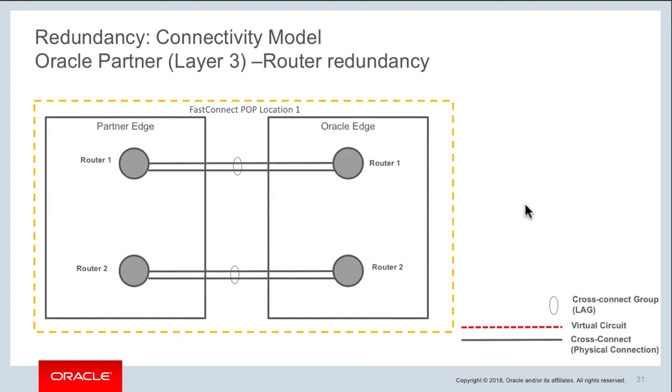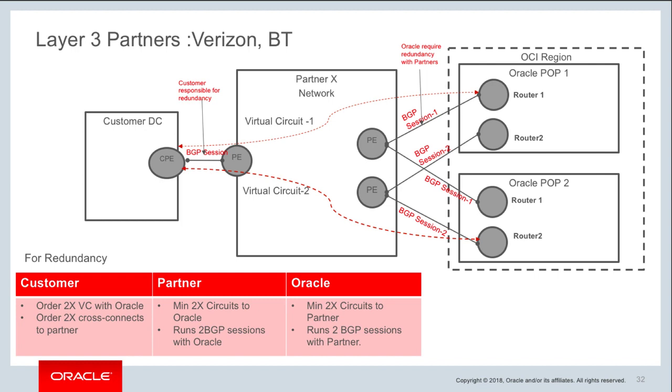For router level redundancy, if you are only connecting to OCI on one FastConnect location via a partner, you can create a single virtual circuit, and there would be two BGP sessions associated with the single virtual circuit, which would be across the two cross-connect groups. So for an end-to-end picture of a layer 3 partner, when you order a single virtual circuit, it is backed up by two BGP sessions. And if you order two separate virtual circuits for redundancy, you'll have transit POP redundancy, and you'll also have router level redundancy within each transit POP.